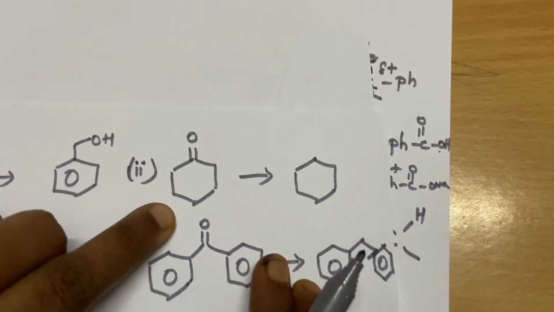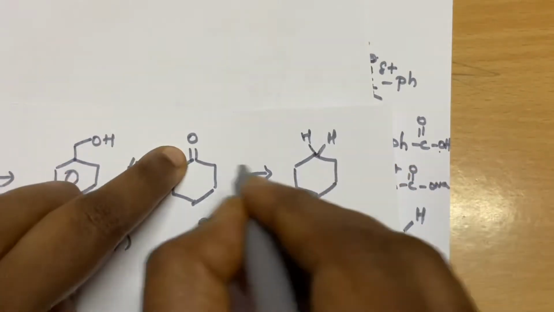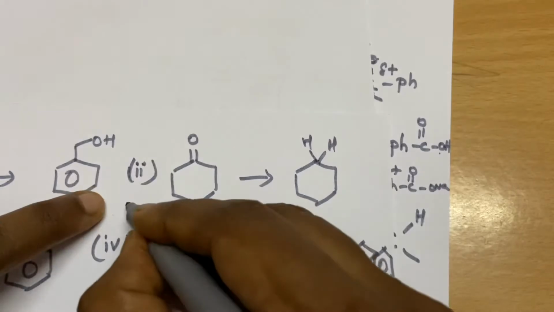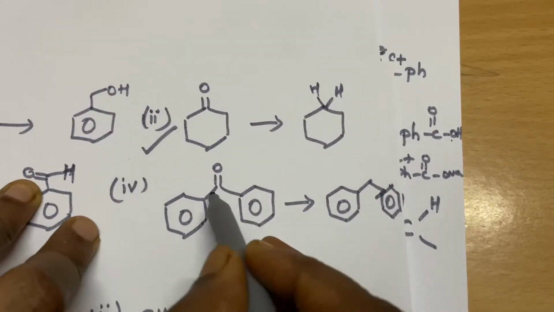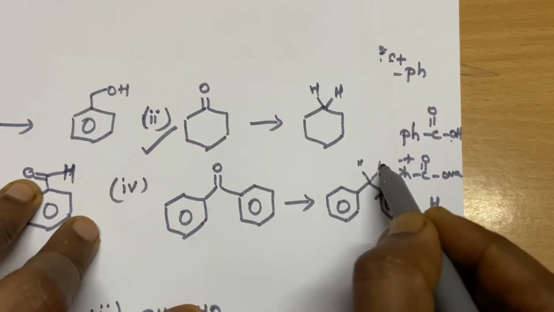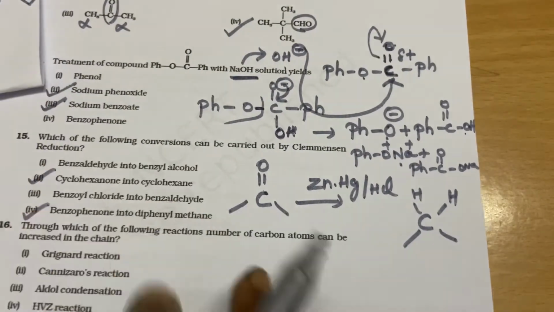See here, the cyclohexanone is converted into cyclohexane. Yes, instead of double bond O, we have 2 hydrogens. So this can be carried out. And here also, you see, instead of double bond O, we have this one. So the answer is the second and the fourth option.